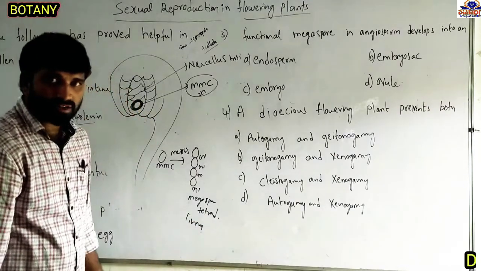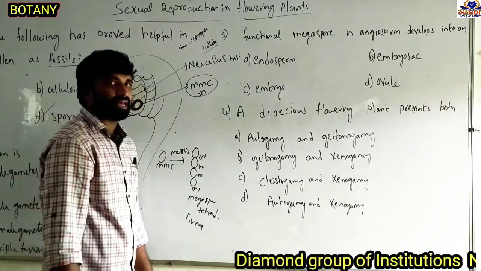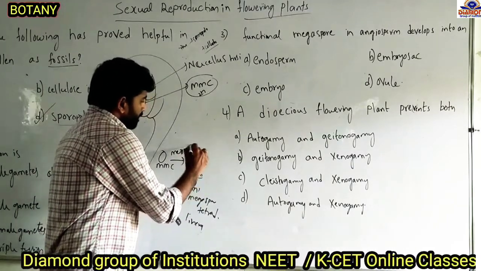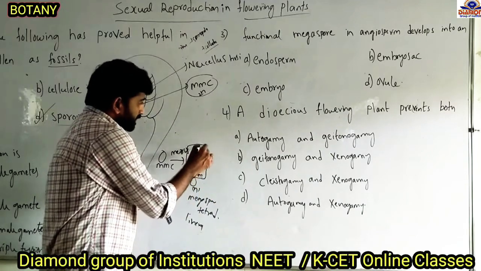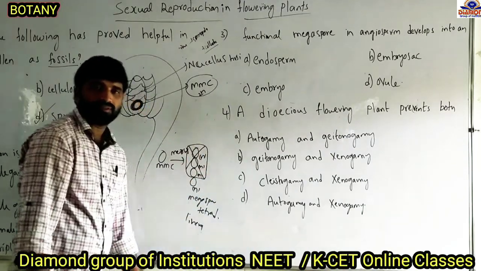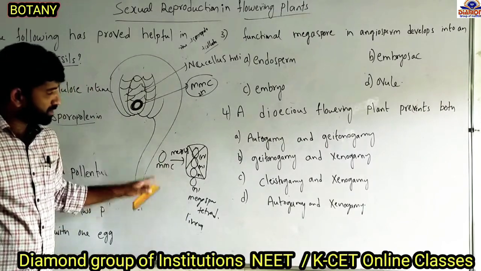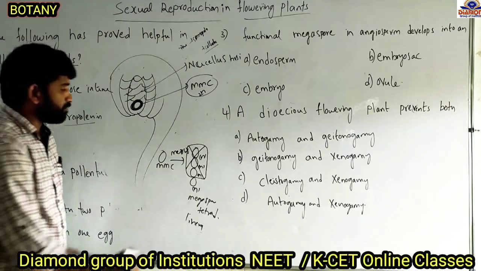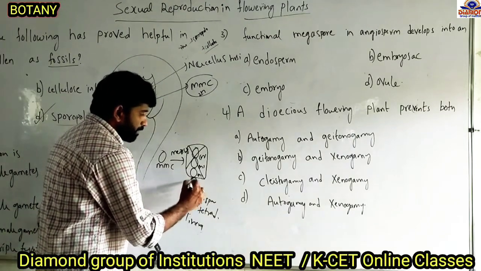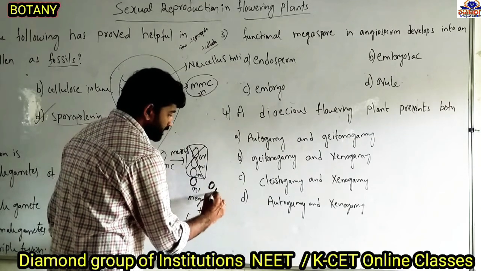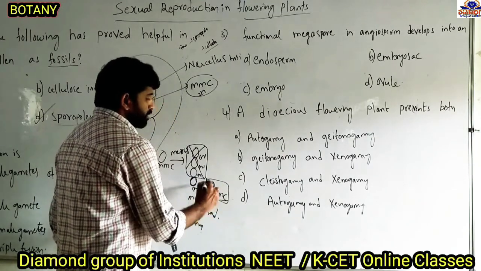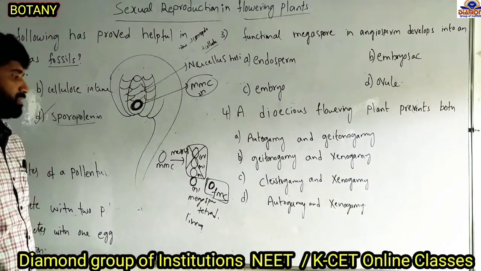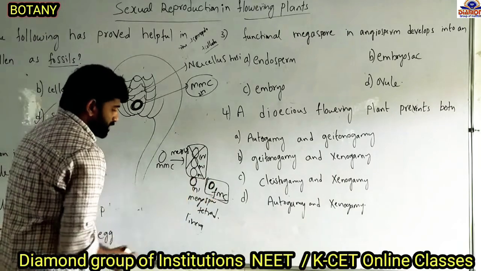After the megaspore tetrad formation, in angiospermic plants, of the four megaspores present in haploid condition, three degenerate. Out of the four megaspores, three will degenerate and only one is functional. This is the functional megaspore, called the FMC cell, the functional megaspore cell, the functional megaspore mother cell.